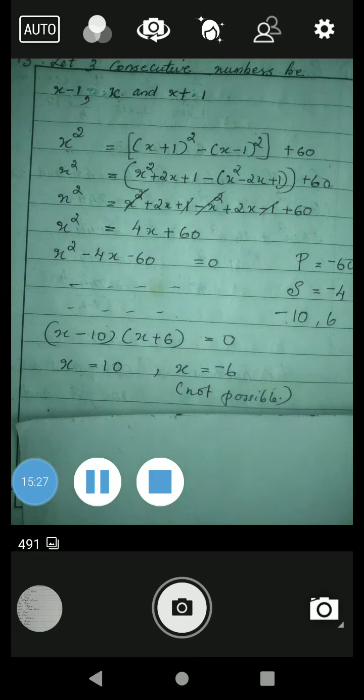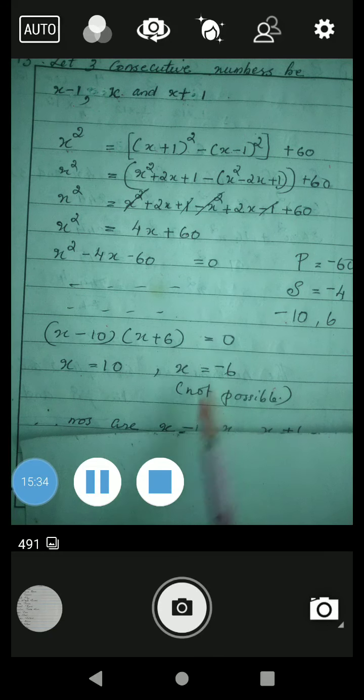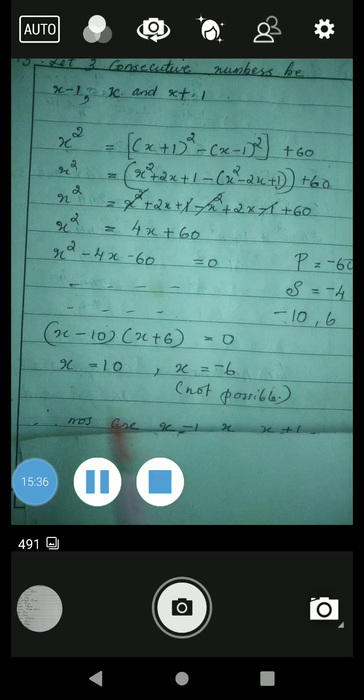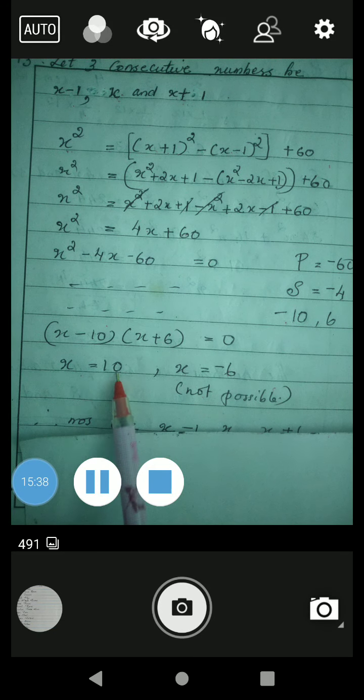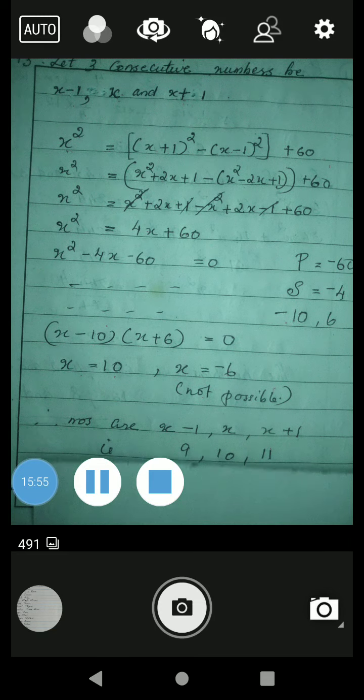So, here also three consecutive natural numbers. Minus 6 is not a natural number, therefore it is not possible. So, we can consider only this 10. Therefore, x is the middle term, no? Therefore, which are the other terms? Previous one, 10 minus 1. Then the next is 10 plus 1. Therefore, the numbers are 9, 10 and 11. Right?